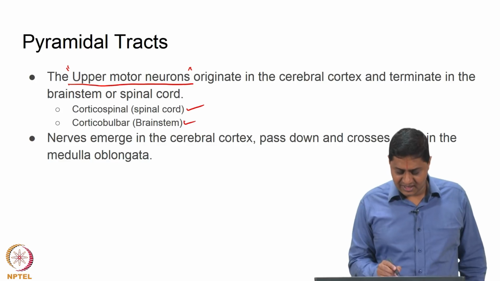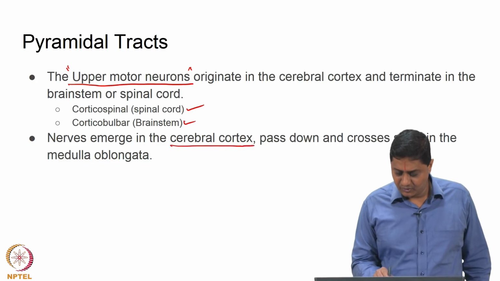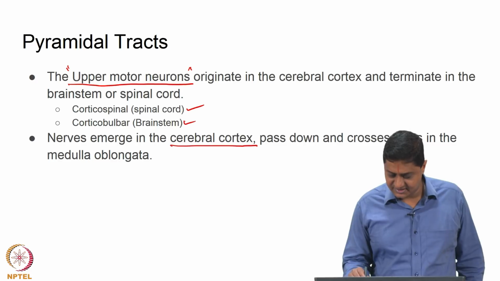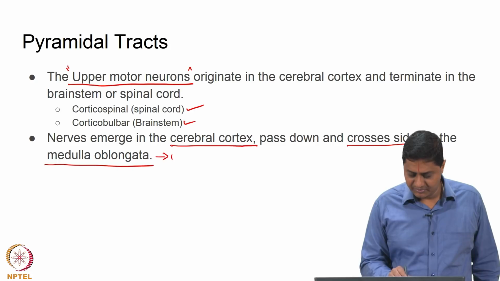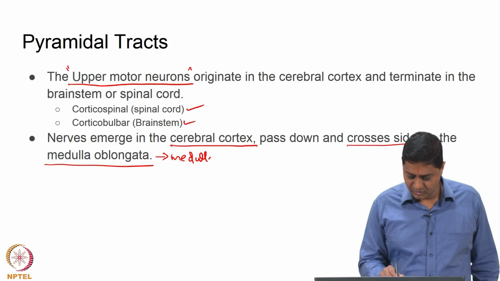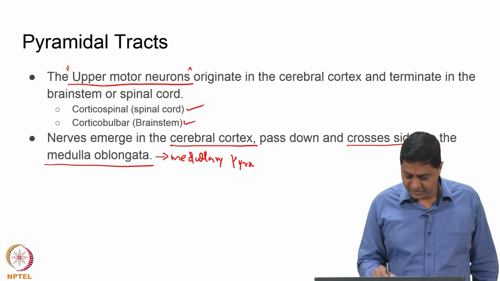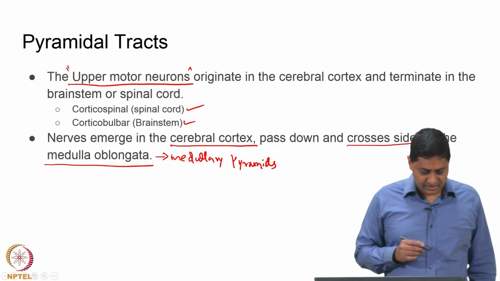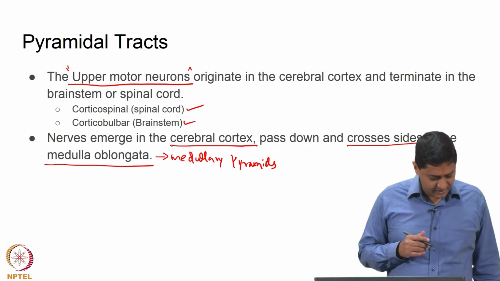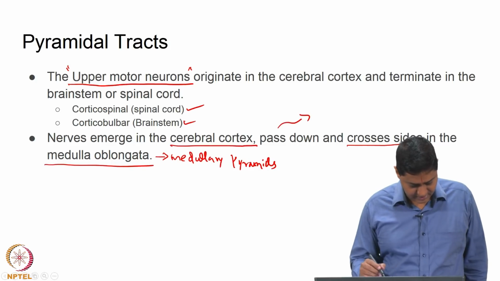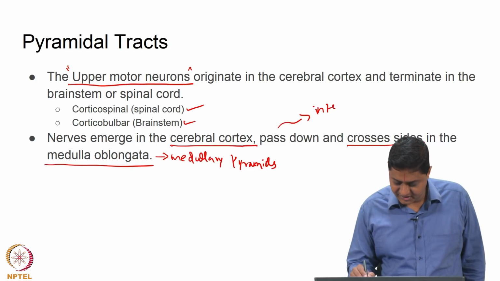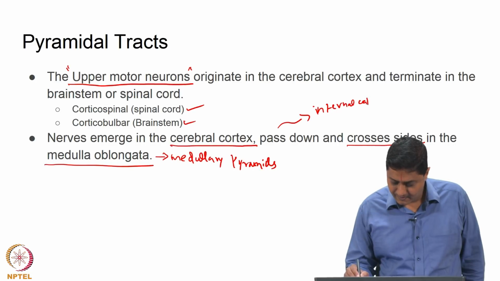And they start at the cerebral cortex, pass down and cross to the other side at the medulla, at the zone called the medullary pyramids. But how do they do that? How do they pass down? That we need to see. So, they start at the cortex. Their cell bodies are in the cortex in area 5, and they pass down via the internal capsule, more specifically the posterior limb of the internal capsule.